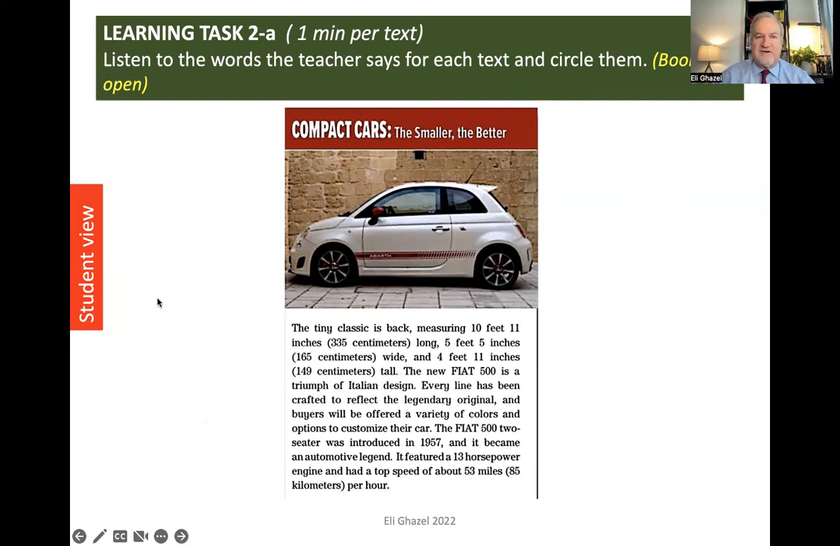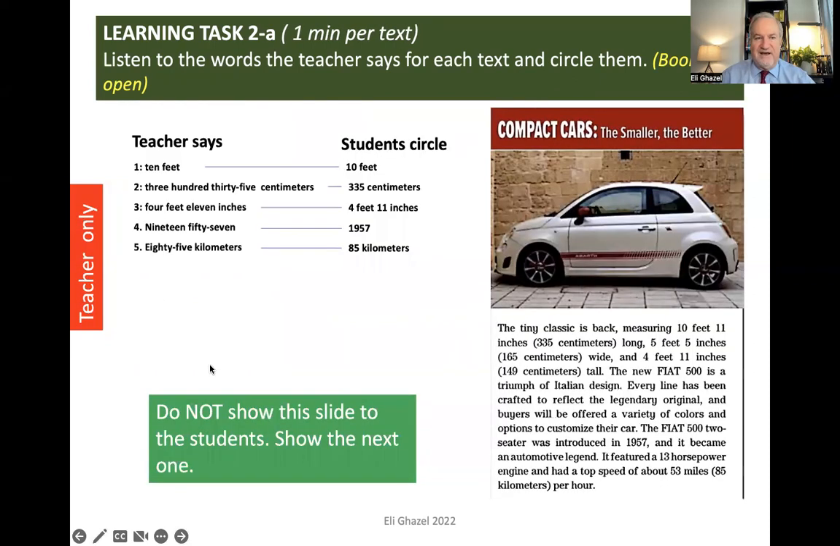Now, let's look at the teacher's slide, all right? This is the teacher's slide. What did we say to the students? So this is for the teacher only. We don't show the students the slide. The teacher says, number 1, 10 feet. The students can only see this, and they will be looking for 10 feet and circling it.